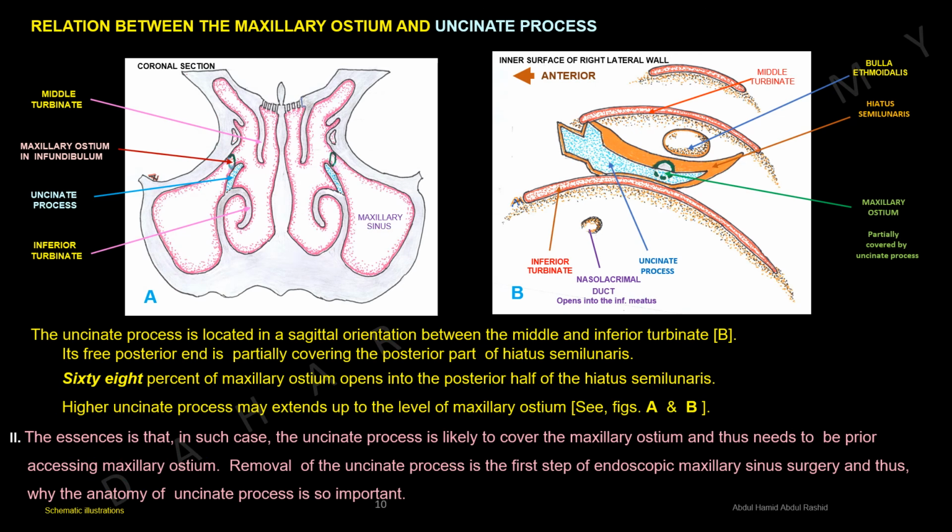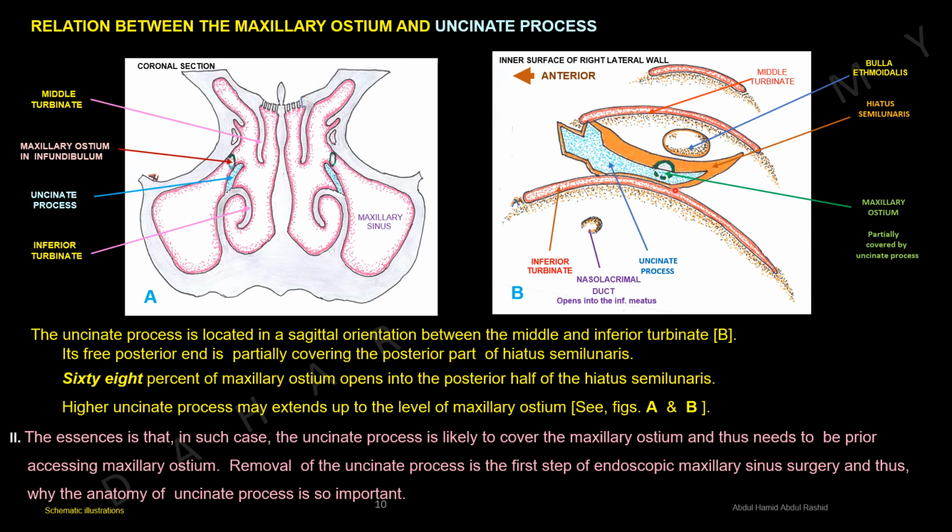Relation between the maxillary ostium, that is the opening of the maxillary sinus, and the uncinate process. This is a coronal section of the nose. This is the inferior turbinate. This is the middle meatus. This is the uncinate process. This is the opening of the maxillary sinus. This is another diagram. This is the middle turbinate and this is the inferior turbinate. This is the middle meatus. This is the hiatus semilunaris, which is partially covered by the uncinate process.